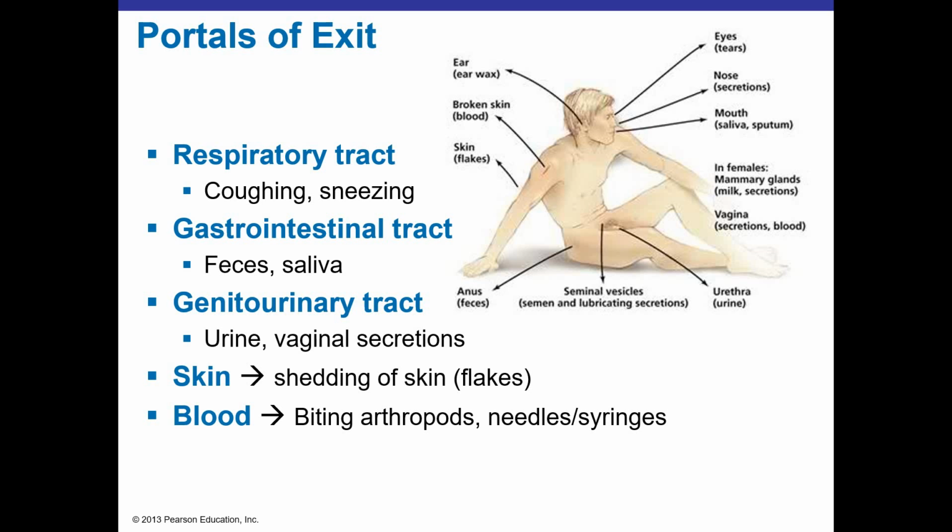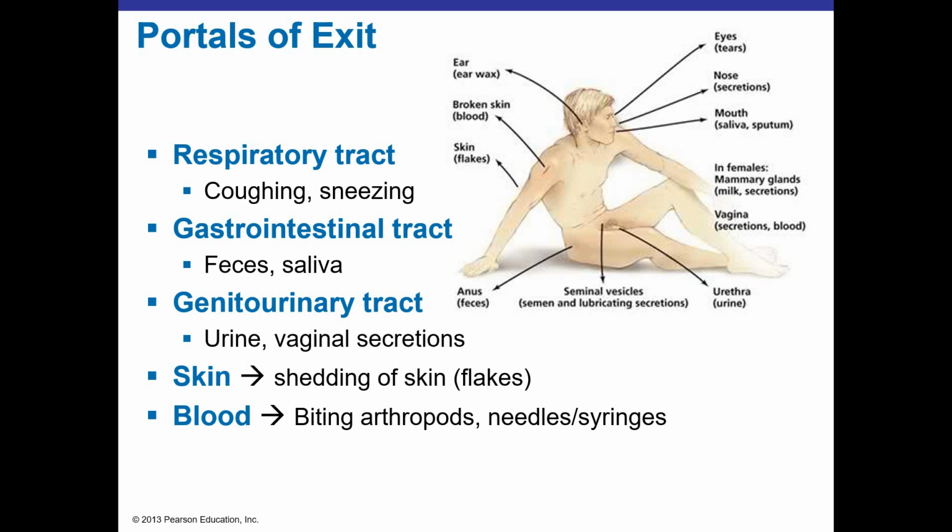So what goes in must come out. The portals of entry are similar to the portals of exit. So if something came in through the respiratory tract, that is probably the portal of exit, so things like coughing and sneezing. GI pathogens that come in are going to go out the same way via the feces or saliva, and things in the genitourinary tract as well. So urine and vaginal secretions are going to help provide exit for these various pathogens to be then passed on to another host.